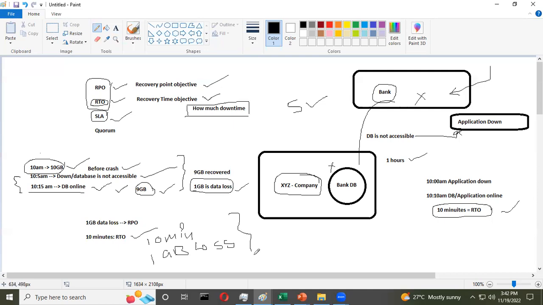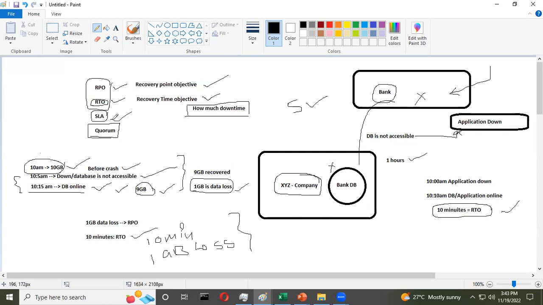So what is your RPO? What is your RTO? That is equal to your service level agreement, right? To maintain this, to reduce the downtime and to reduce the data loss, we have one or more high availability and disaster recovery solutions that we are going to discuss. Now, another terminology is quorum.